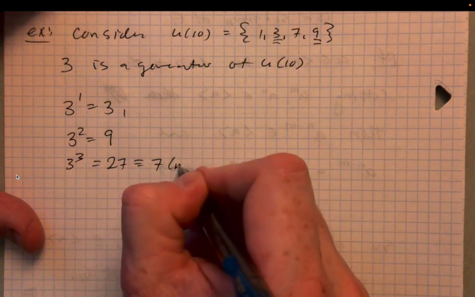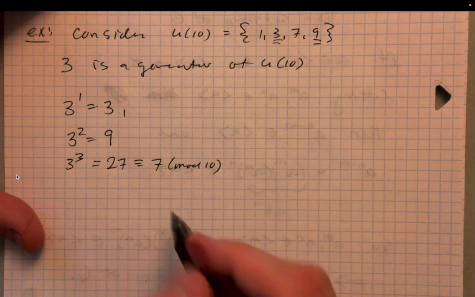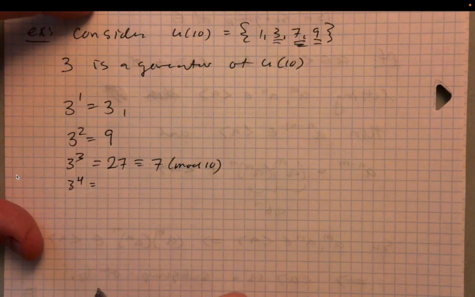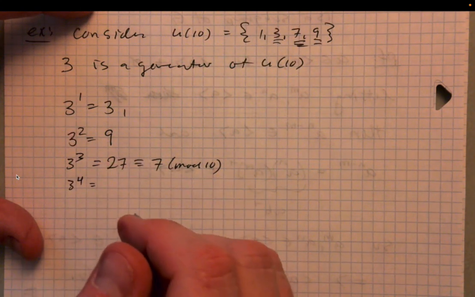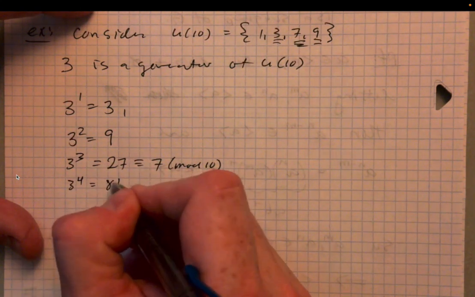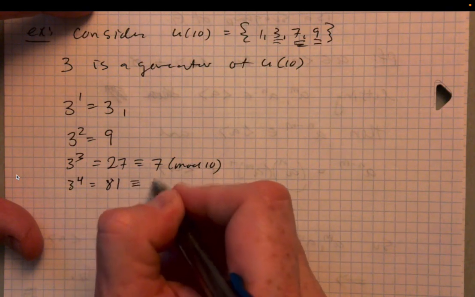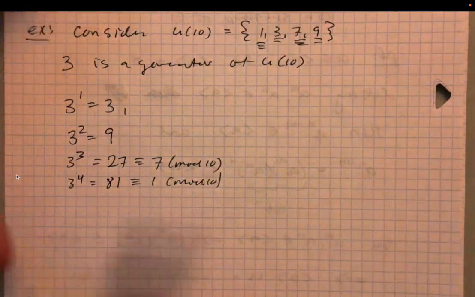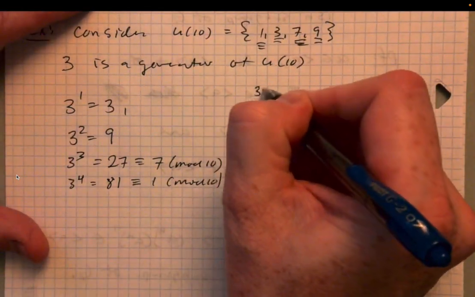And of course mod 10, right? So keep in mind we're mod 10 here. So that gets you that one. 3 to the fourth power is 81, and that's congruent with 1 mod 10. And so that gets you that one. Now you'll see that if you keep going, it just keeps kind of repeating itself.